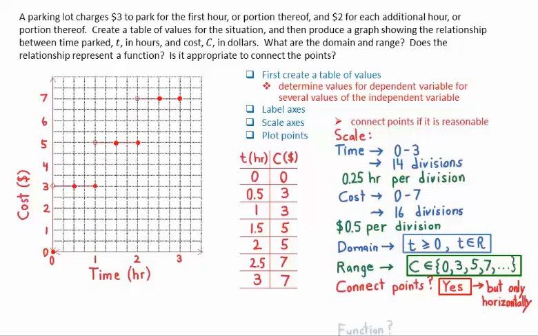Finally, is this a function? In this case, we ask ourselves, for each input value, is there one or more than one possible output value? In this case, each input value only gives one output value, so this is a function. This particular function actually has a name. This function is called a step function.